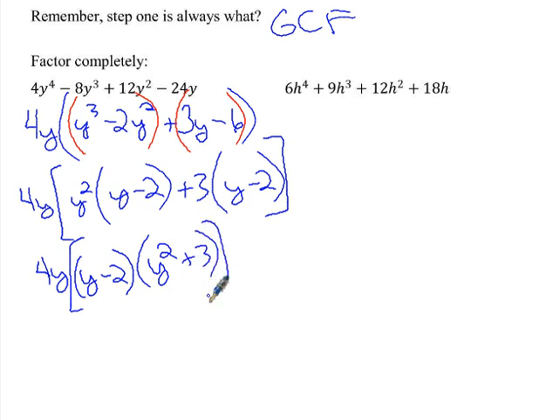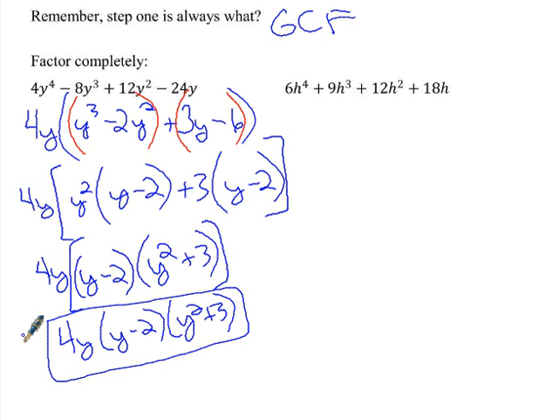Now notice this is all multiplication here. 4y times this thing times this thing. Do I need the brackets? No, I don't need the brackets. So my actual answer here is 4y, parentheses, y minus 2, parentheses, y squared plus 3. Now it's just that there's a GCF out front that you have to include in the end. Pretty fun problem, huh?